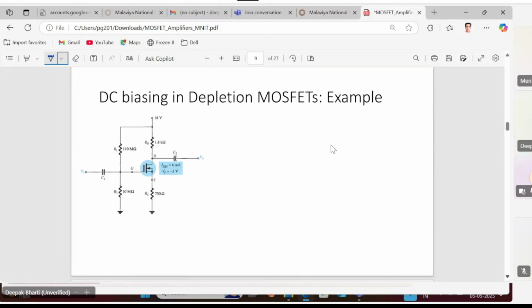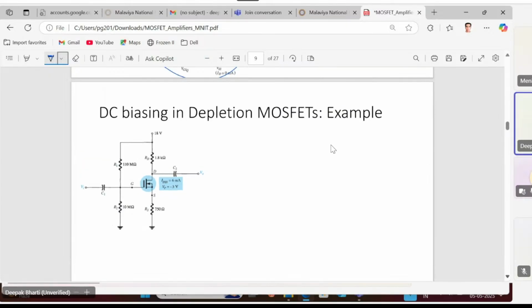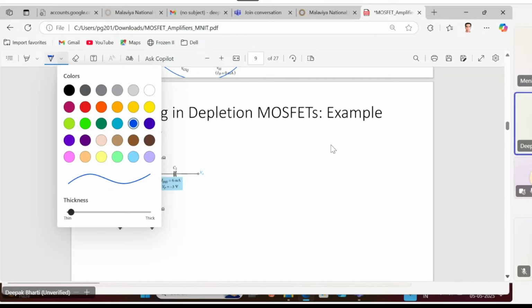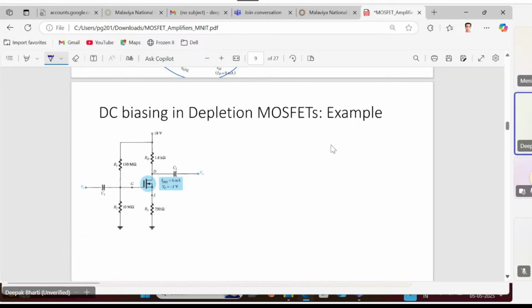So let's try to solve one real example with real circuit problems. Let's say we have to determine the operating point for this particular biasing arrangement. So how will we proceed? We are given some information: this is a depletion MOSFET having IDSS as 6 milliampere and VP as -3. So let's try to solve this problem.